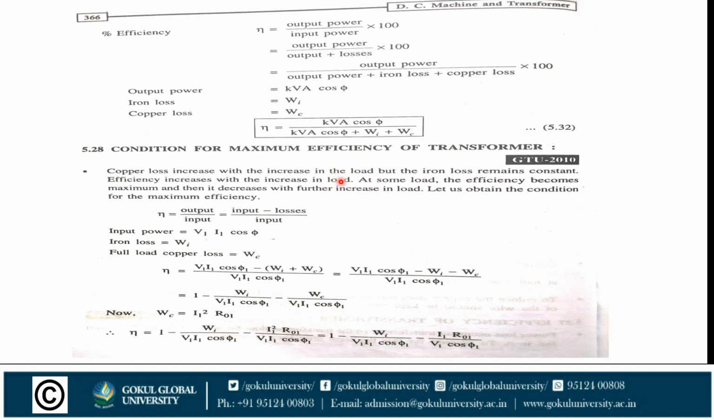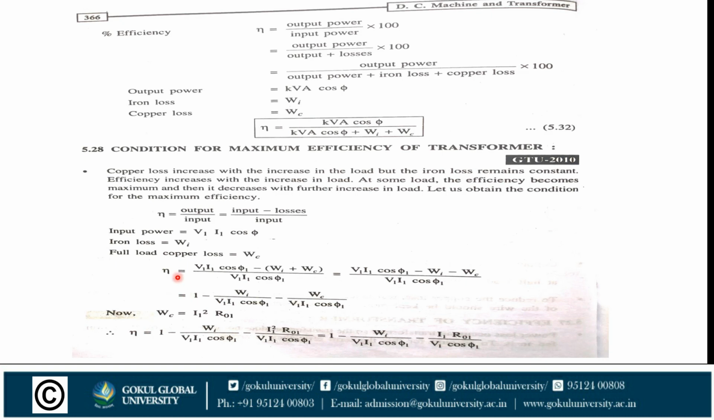Copper loss increases with the increase in load, but the iron loss remains constant. When we increase the load, the current is also increased, so copper loss will be increased, and iron loss is totally independent of the current. So efficiency increases with increase in load. At some load the efficiency becomes maximum and then it decreases with further increase in load. Let us obtain the condition for the maximum efficiency.